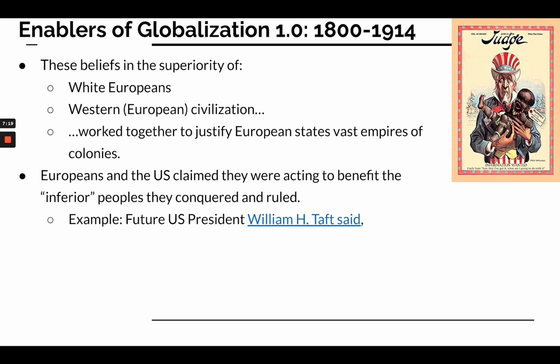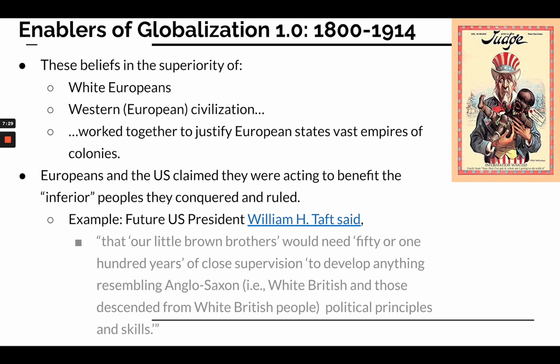For example, at the time he said it, he was a future U.S. president. He's, of course, actually been dead for quite a long time now and is a former president. But William Howard Taft said that our little brown brothers, and here he's referring to the people of the Philippines depicted in this political cartoon, would need 50 or 100 years of close supervision to develop anything resembling Anglo-Saxon. And by Anglo-Saxon, he means white British people and those descended from white British people, like the Americans.